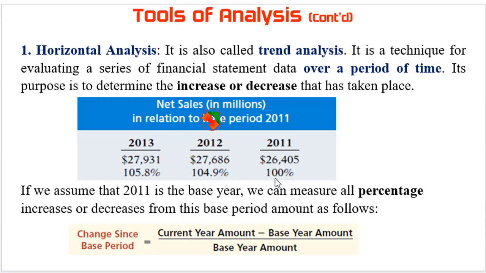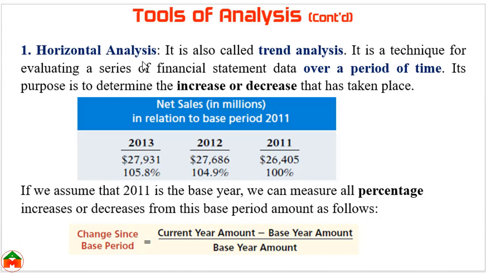Since this is the base year, this is 100%. From this base year, in 2012 there is an increase. Again, by applying the same formula, if you consider this as the base year and this as the current year, we will get the increase of that percent.